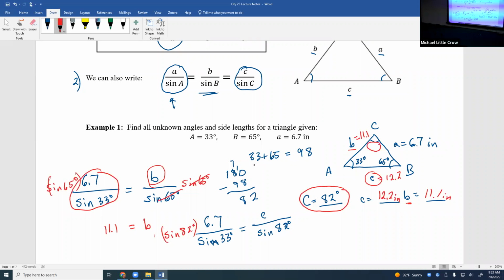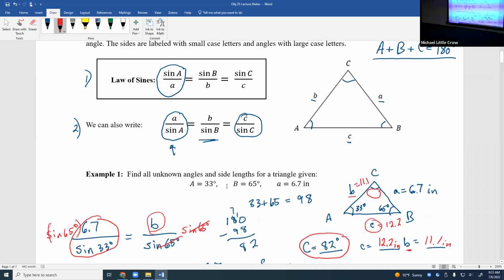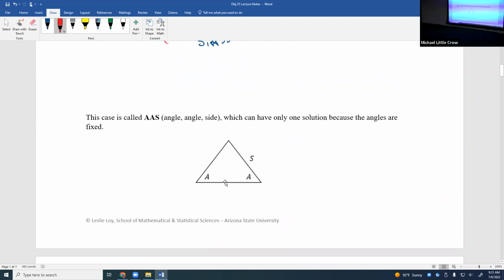The place we have to work on where there might be more than one solution is this next example. What we did up there was angle side angle. These two angles are fixed. You can't open them up anymore. These are fixed because wherever they meet, they're going to meet. Both sides are going to be the same.